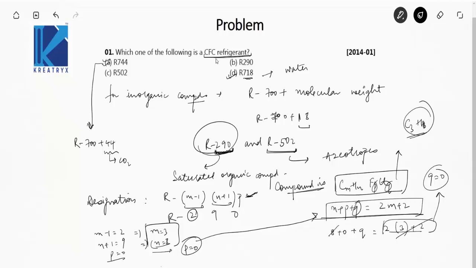So the option remaining is R502. This is our answer. The R500 series is used for azeotropes, and R502 contains, I guess, 49% CHClF2 and 51% C2F5Cl. So option C is our answer.